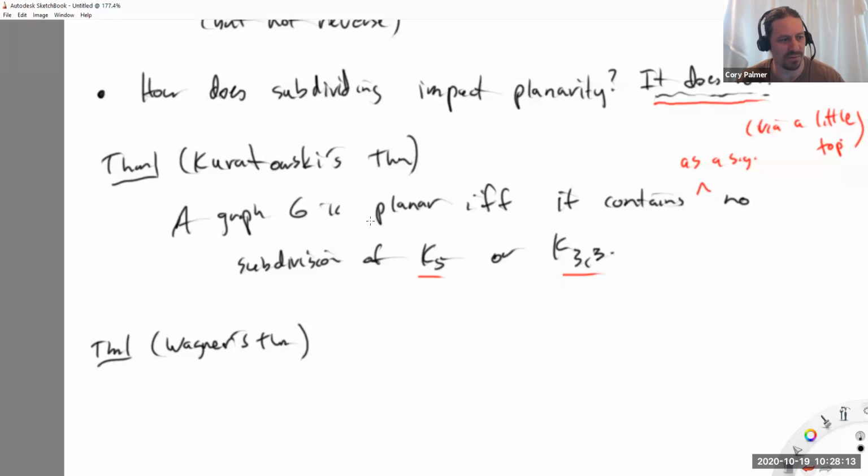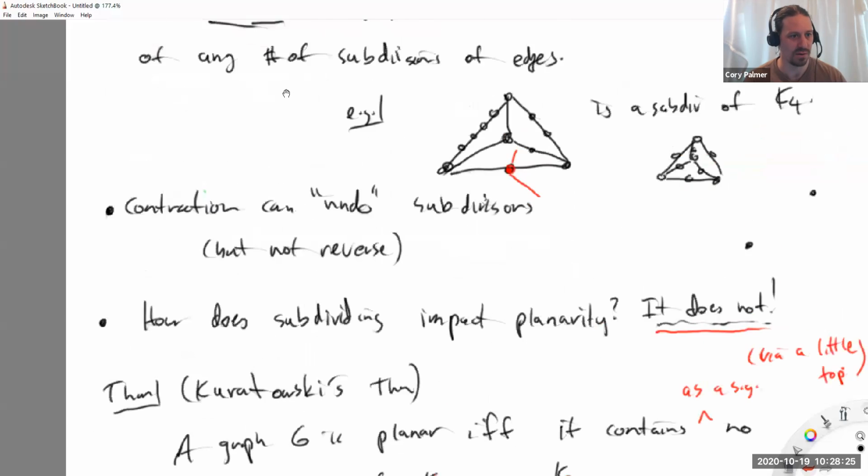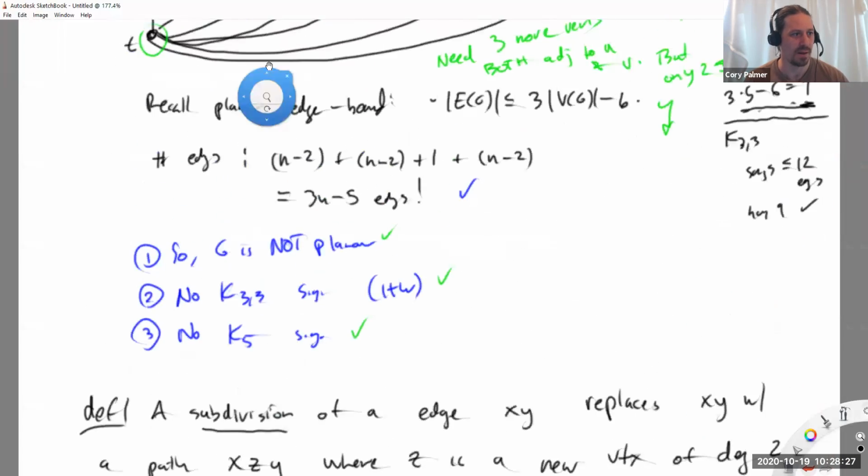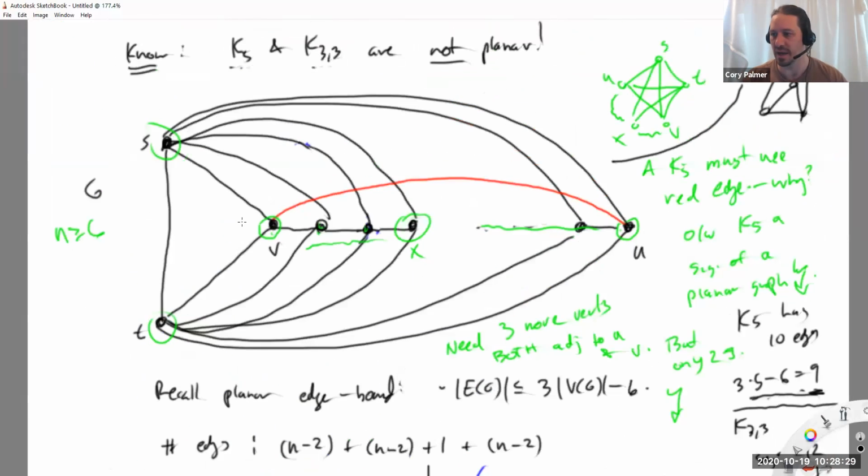And actually, if you think about it for a little while, Kuratowski's seems stronger than Wagner's because of this reversibility thing. But Wagner's is a little bit easier to think about sometimes, because if I asked you the question, we go back up here and say, can I do contractions and get a K5 subgraph? That seems like a more workable goal. I don't have to try and find the subdivision. I can just do contraction tricks.